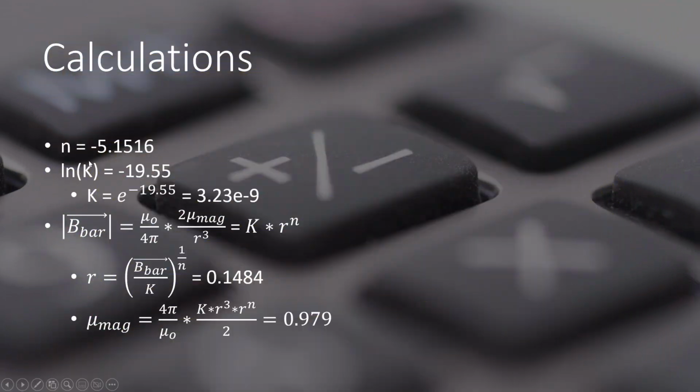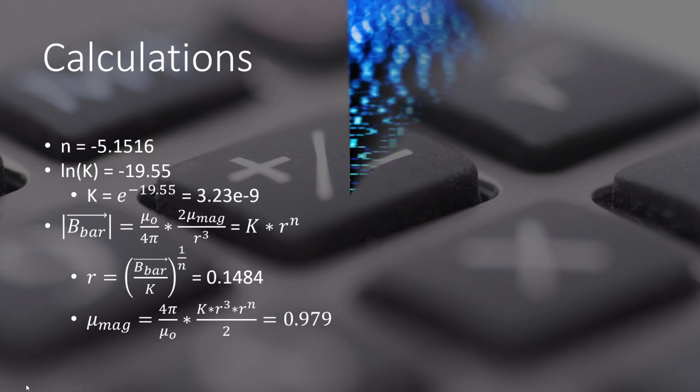Calculations we can make from that Excel sheet: we found n and k, and we went over their values earlier. Using this magnitude of the B bar formula and equating it to the distance dependence formula, we can find r and mu mag. R is 0.1484 and mu mag is 0.979.